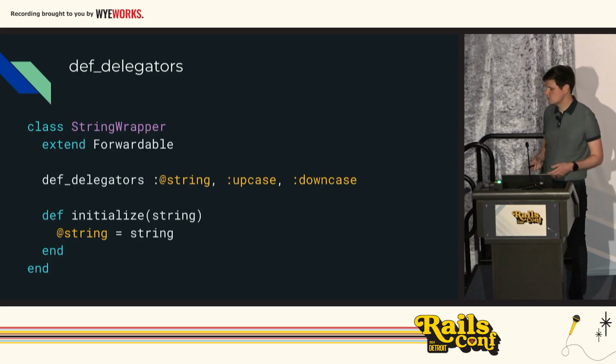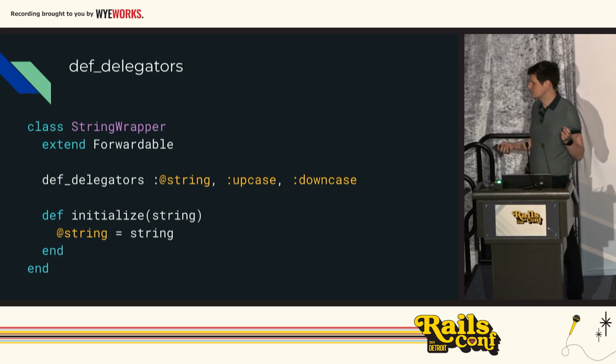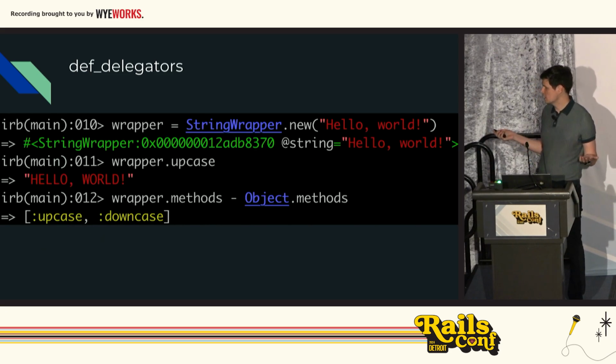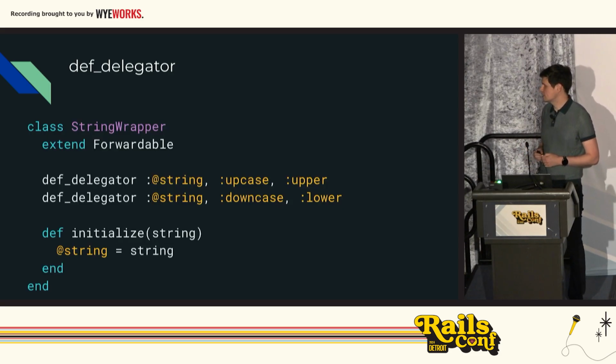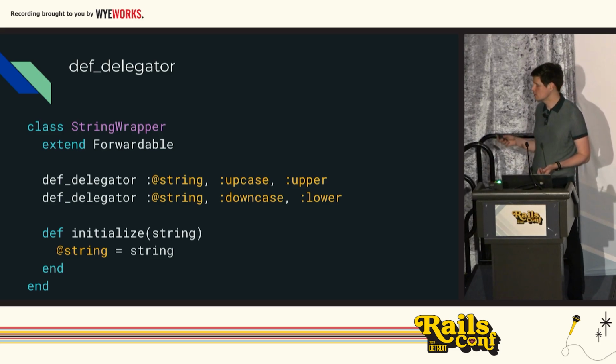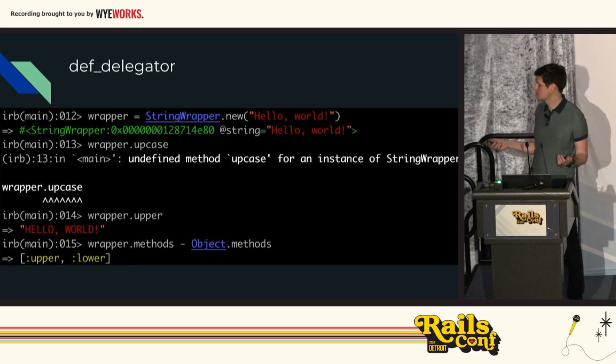def_delegators, we're moving out of the global delegations into the targeted ones. And we can just say, hey, we want to delegate to our string instance variable, and these are the methods we want to delegate. Again, it works. We can see those methods explicitly defined there. def_delegator difference is that we can only pass one method at a time, but this is our only way of giving our delegated methods an arbitrary name of our choosing, which is kind of handy. And so if we wanted to delegate upcase, but have it called on our string wrapper as upper, we can do that. And it works.